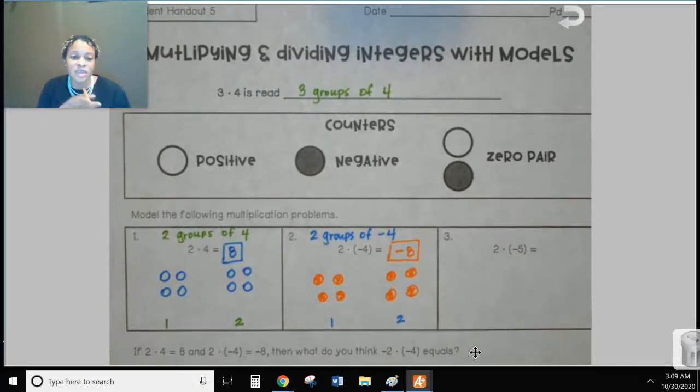Okay, so take a second to look at problem 1 and problem 2 and see what the difference is. I have the same amount of groups, but what I had in my groups was different. One time I had a positive, and one time I had the opposite of 4, which was a negative 4.